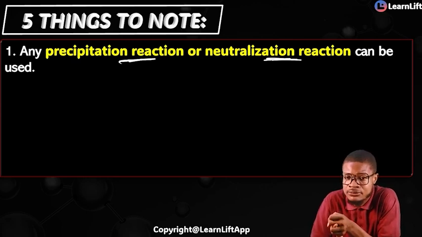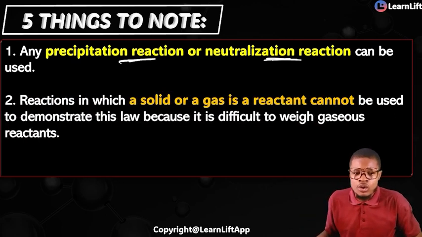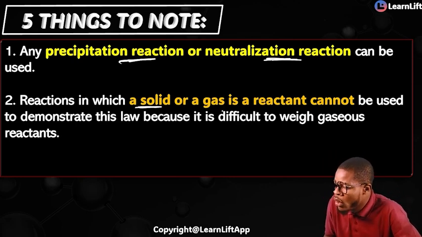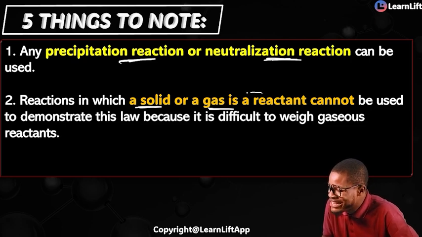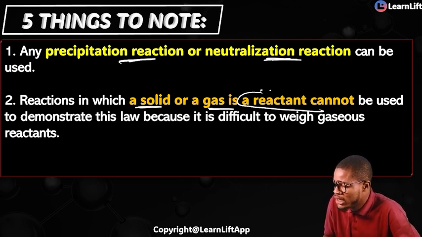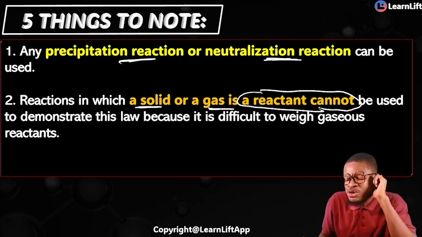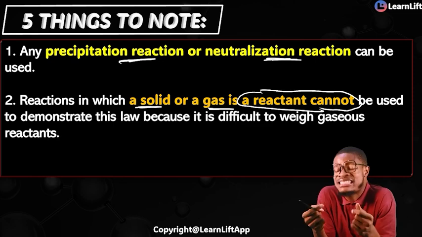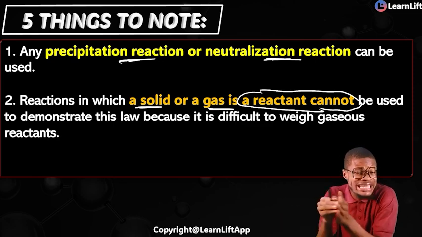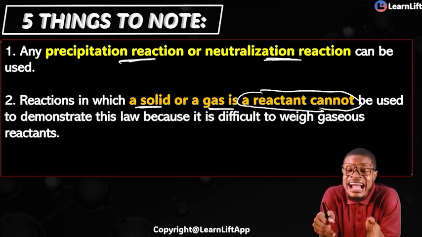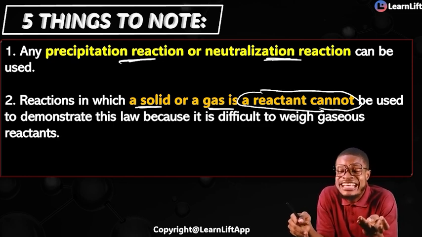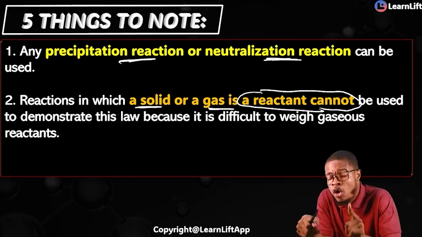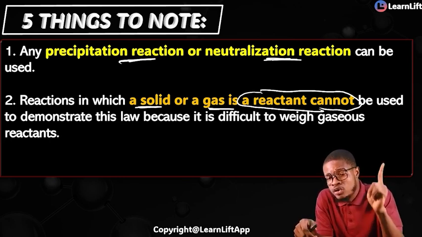That's number 1. Number 2 thing that you must hold tight is this: reactions in which a solid or a gas is a reactant. Now, follow me very squarely. Reactant, it cannot be used. So if you have any reaction where the reactant is a solid or a gas, we are not focusing on the product now, we're talking about the reactant, it can never be used to demonstrate the law of conservation of mass or the law of conservation of matter.